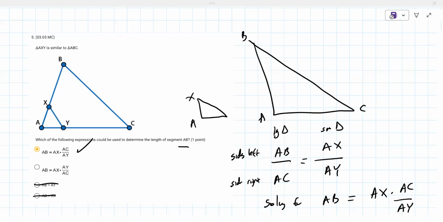Got it. All right. There's 6 here. All right, there it is.